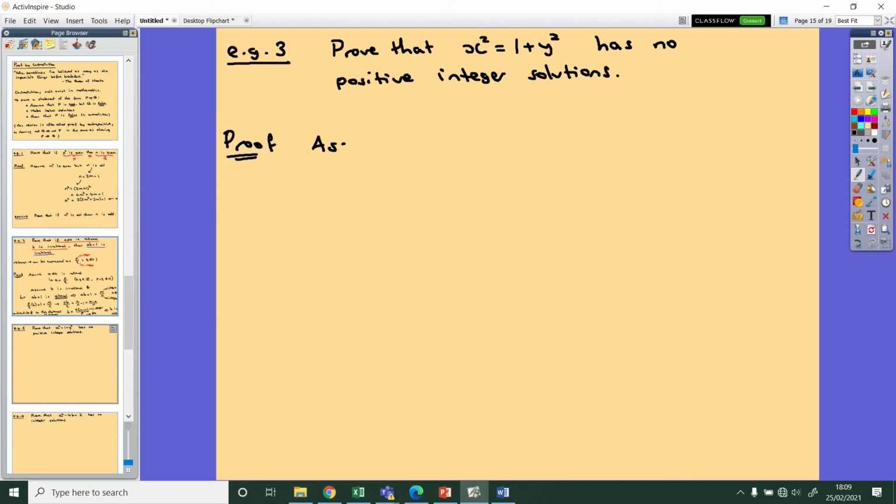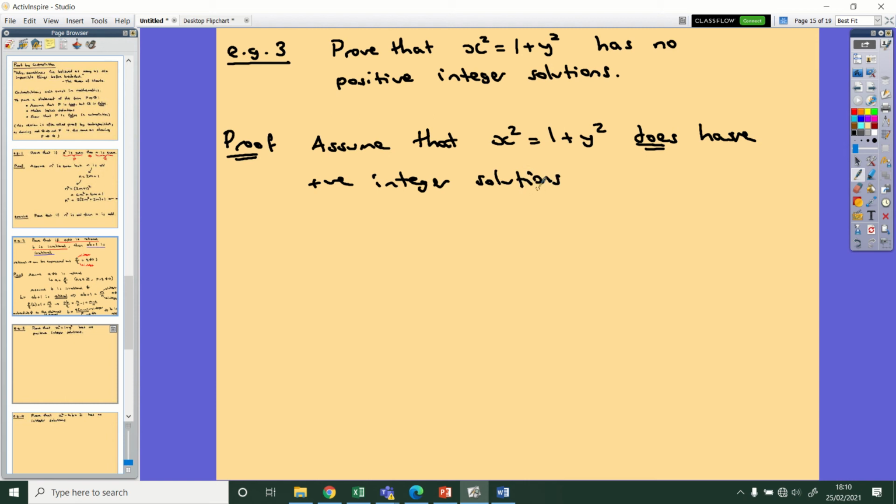Okay, so our assumption step, we're going to assume that this does in fact have a positive integer solutions. Okay, so we are kind of imagining that there are some numbers x and y, which are positive integers, that satisfy the equation. And then we're going to see what we can do with this equation here. Okay, so I'm going to write this out again so I can do some manipulation.